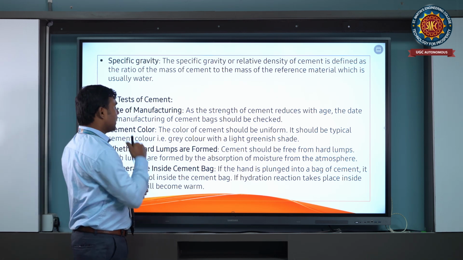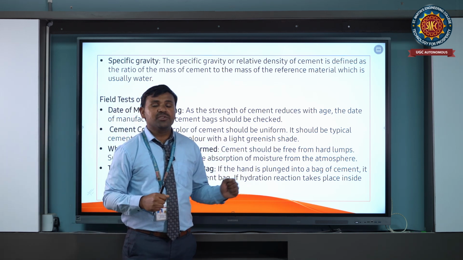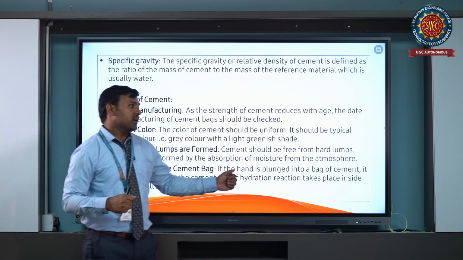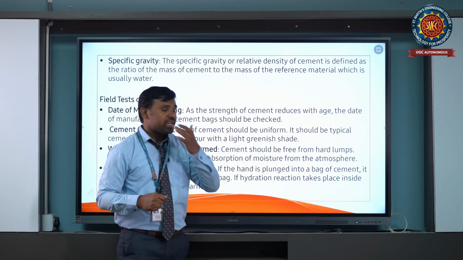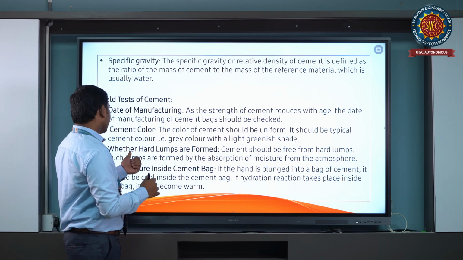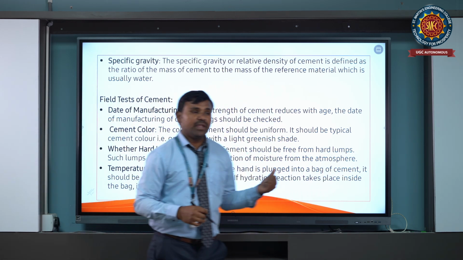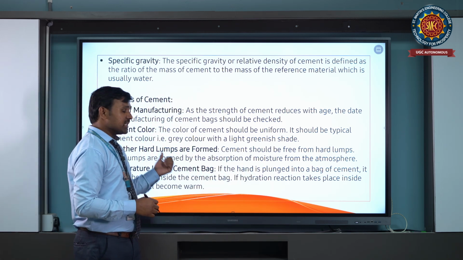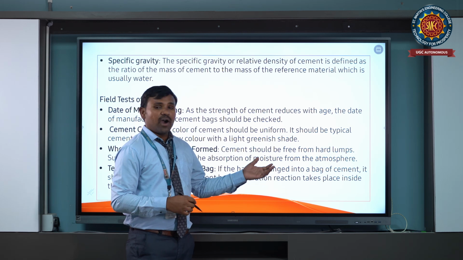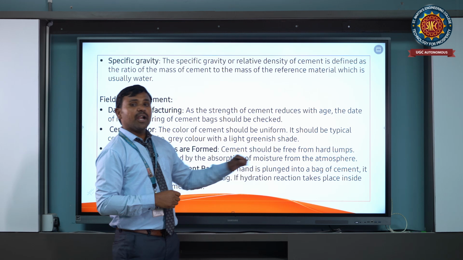And next, cement color. The color of the cement should be uniform, and it should be only one color, which is gray with a greenish shade. And next, hard lumps. We should keep cement free from hard lumps because they are formed by absorbing moisture from the atmosphere.